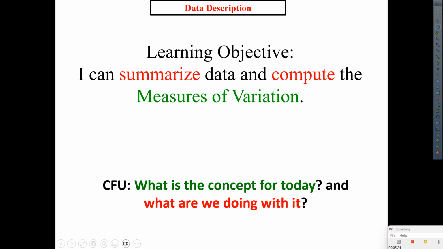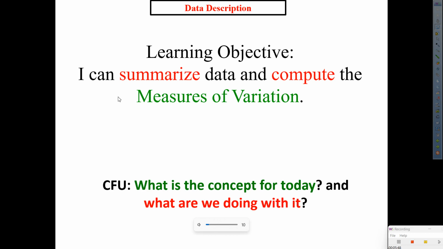Today's going to go pretty quick, hopefully. It's very basic and it goes well. I like this theorem that we're going to cover today. All right, our objective for today: I can summarize data and compute the measures of variation. Like I mentioned earlier, we're in the middle of measures of variation. We should be done between today and tomorrow. We just need some extra practice tomorrow. But other than that, we're moving on.